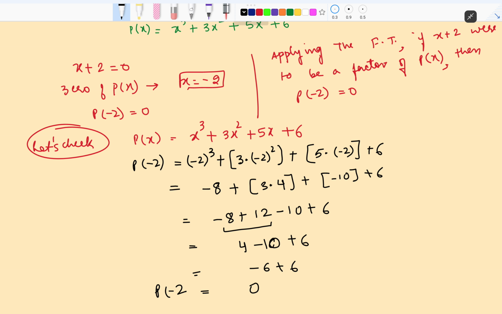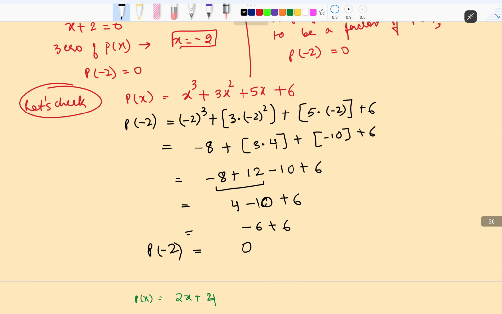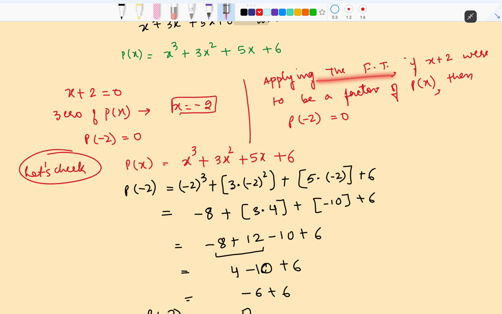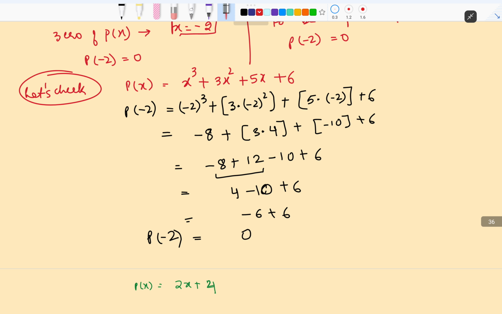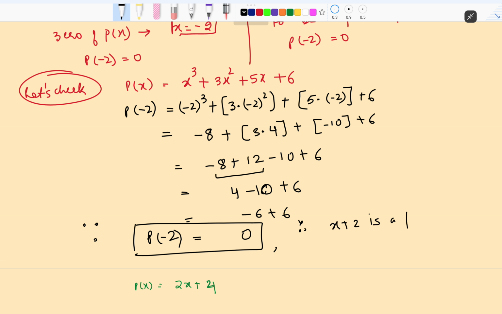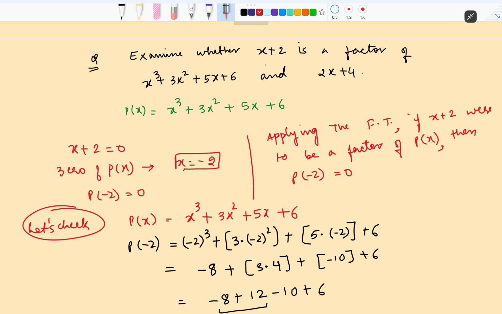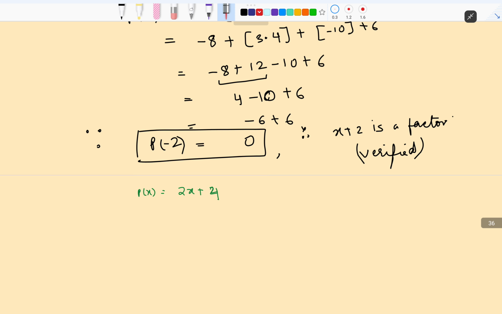तो अब देख लो p of minus 2 is equal to 0. हमने बोला था applying the factor theorem, if this has to be a factor then p of minus 2 will be equal to 0. Since p of minus 2 is equal to 0, therefore x plus 2 is a factor. It is verified, right? Next question says examine whether x plus 2 is also a factor of 2x plus 4.